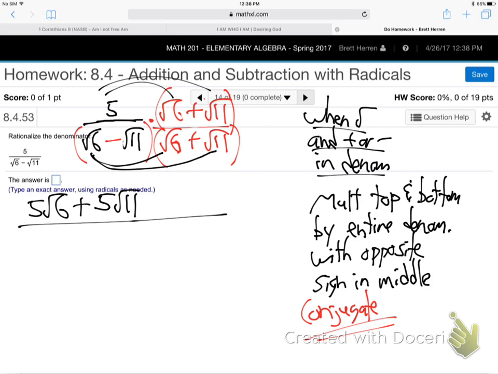So what's root 6 times root 6? Plain 6. Remember the jailbreak. 2 of the same is 1 plain outside the root, right? Root 6 times root 6 is plain 6. Good so far? Question?